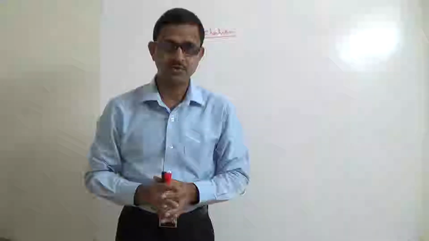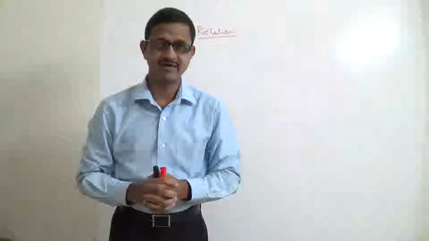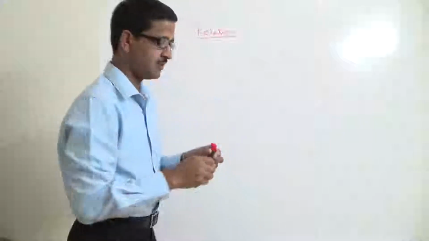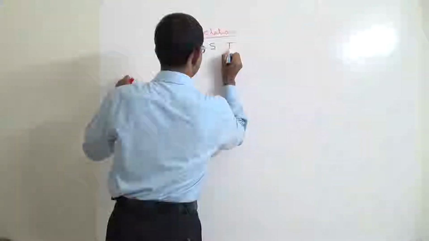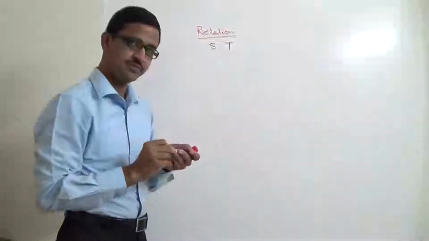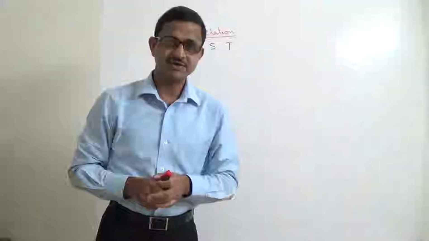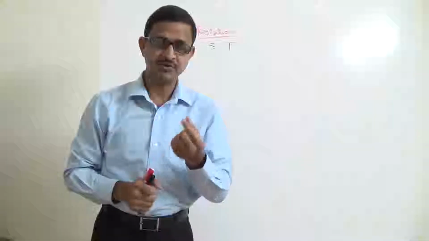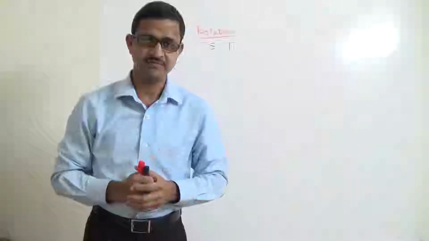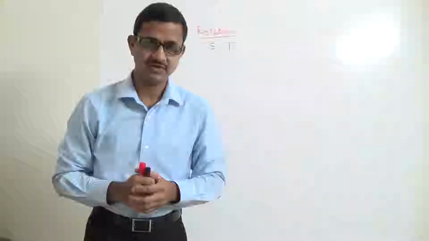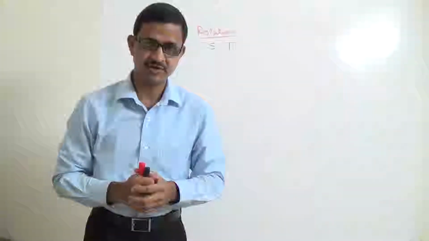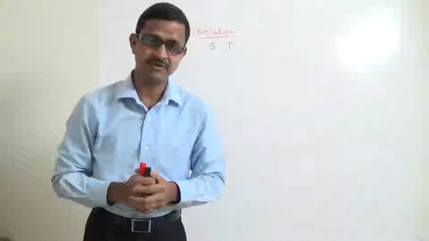Let us consider two non-empty sets S and T. S and T are two non-empty sets. A relation between these two sets S and T is a rule which associates some or all elements of S with elements of T.